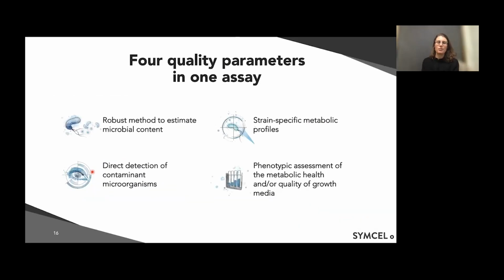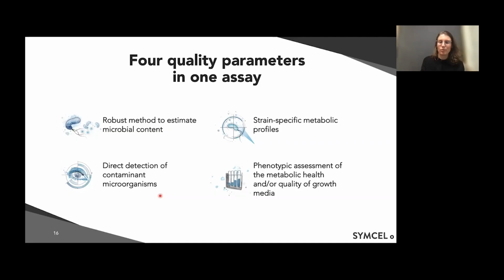To summarize here, you get 4 quality parameters in one assay. So first of all, it is a very robust method to estimate the microbial content. Also, you get a strain-specific metabolic profile, and also direct detection of contaminant microorganisms is possible. Another interesting and exciting thing is that you can have a phenotypic assessment of the metabolic health of your strain, but also you can directly assess the quality of your growth medium.